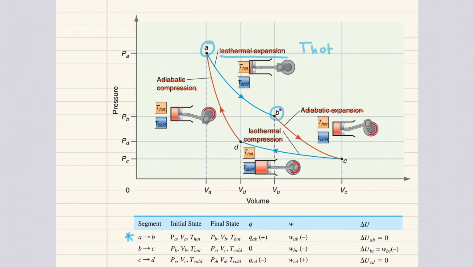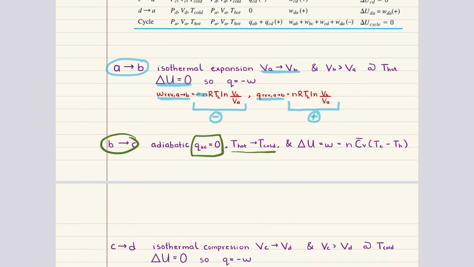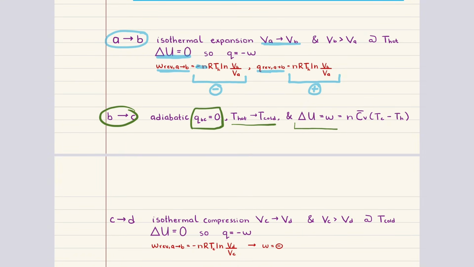On to the next segment. From B to C, we have adiabatic expansion down to the cold temperature, T cold. Here we thermally isolate the gas so that no heat flows. So QBC is equal to 0. The gas continues to expand and cools from T hot to T cold while doing work. Now, because heat is 0, the work is going to equal the change in internal energy. So for an ideal gas, we can write delta U is equal to WBC, and that is equal to n times molar CV times delta T, where delta T is T cold minus T hot.